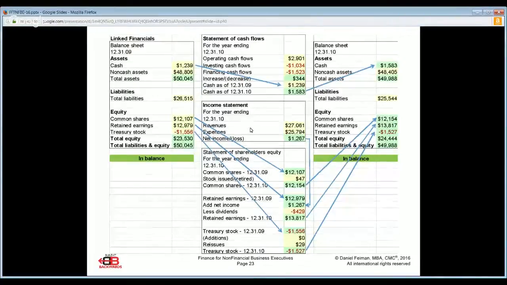What the financial statements do for us is give us a clear picture of an organization. In the next module, we're going to take a deeper dive into the income statement and the cash flow statement, and you'll see where some of these components go even deeper.